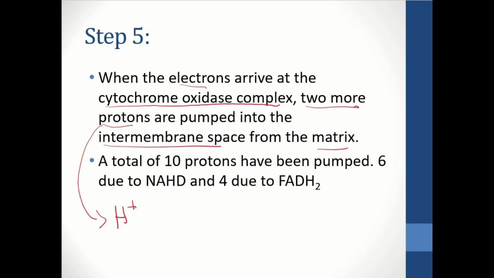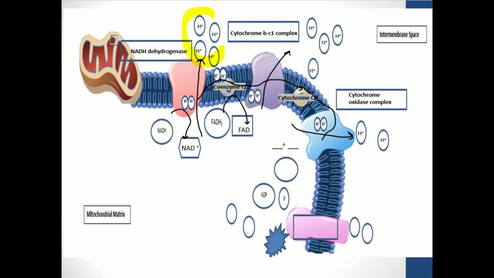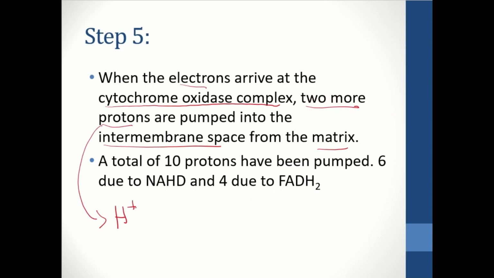Now if we think about it, I'm going to turn to the next slide and come back to these numbers. We had 4 here, 4 here, 2 here. So now I have a total of 10 protons that have been pumped across: 6 from NADH, which we need these numbers for later, and 4 due to FADH2.